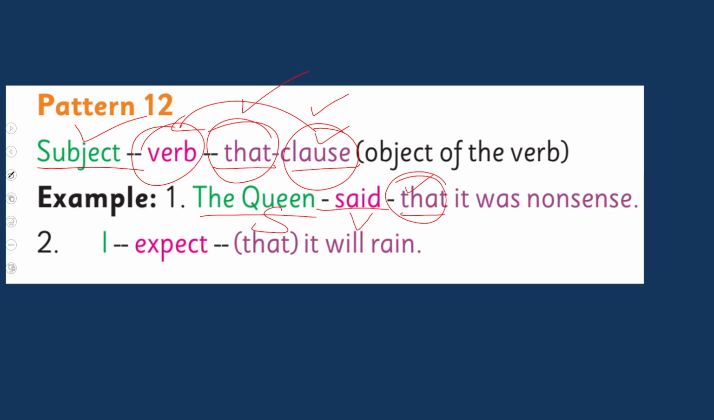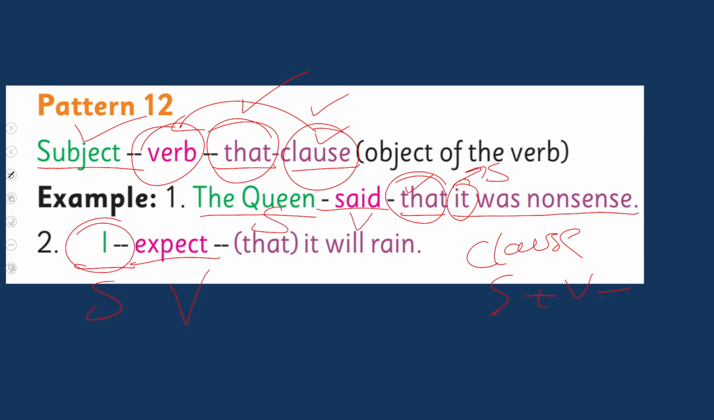अब क्या होता है clause में? Subject and verb, right? It क्या है यहाँ पे? Subject. It was nonsense. To say nonsense is actually a verb over here. So it was nonsense. I expect that it will rain. ये subject है हमारा clause का, and this is the verb. So this makes a clause. So I expect that it will rain.